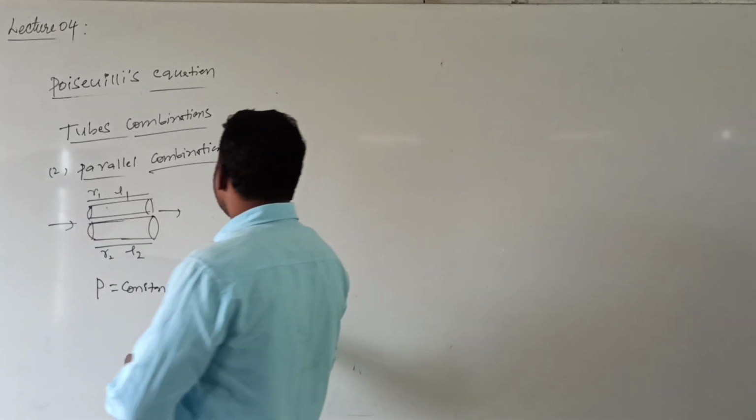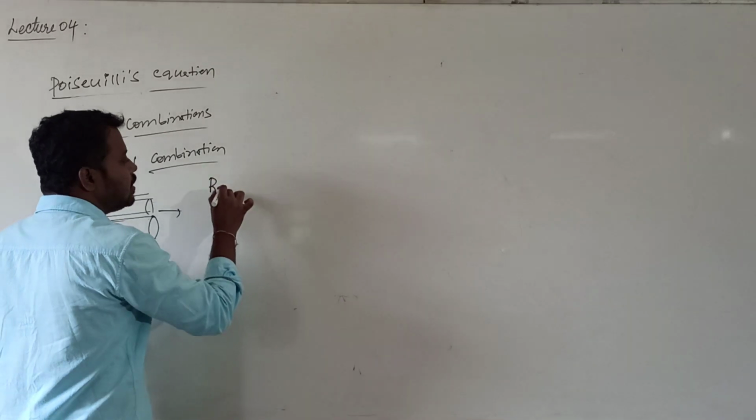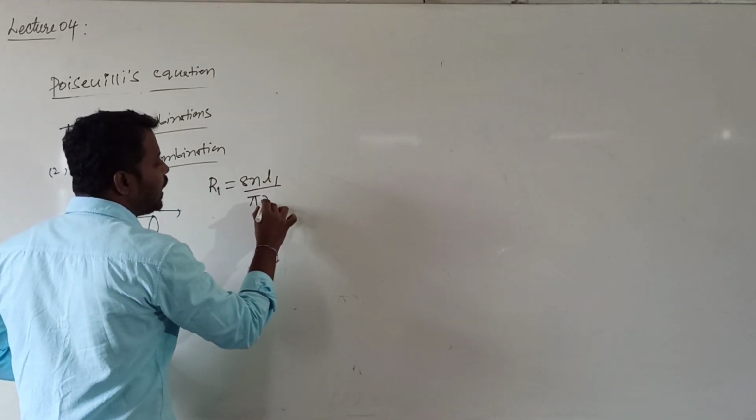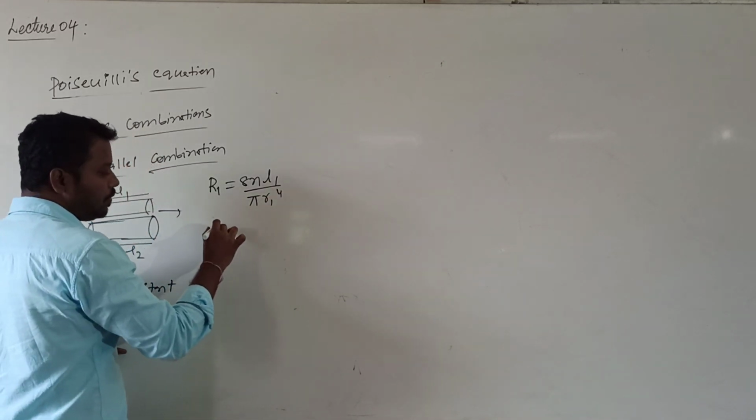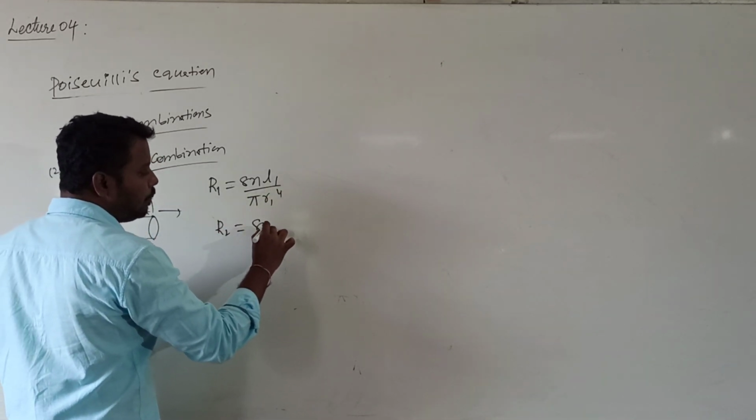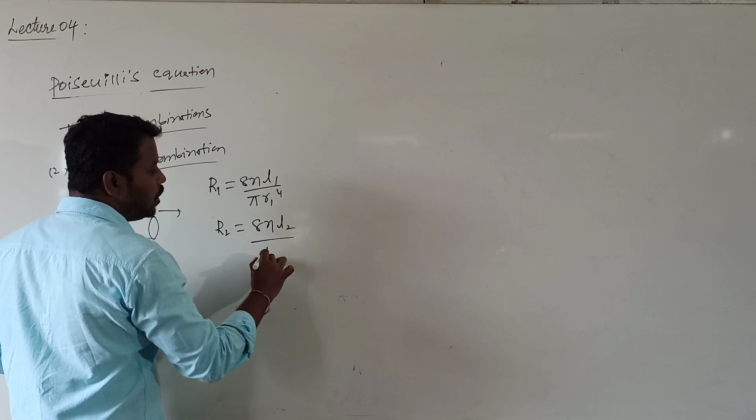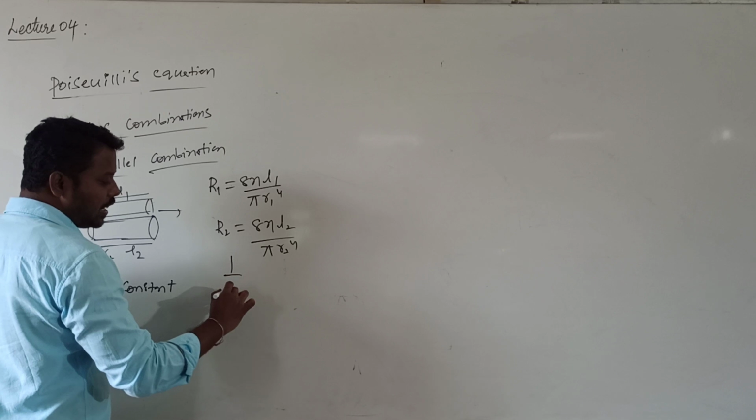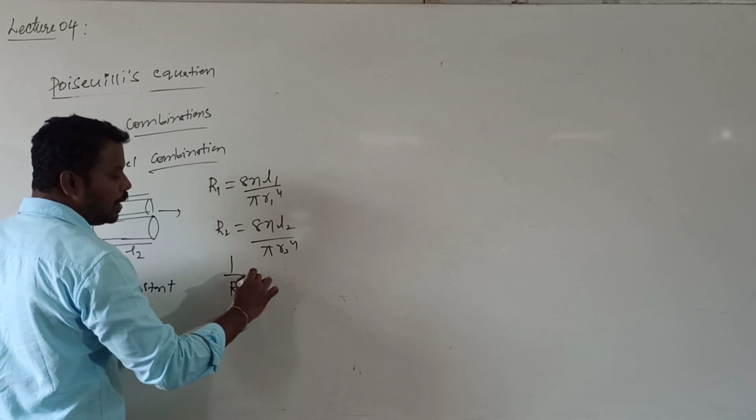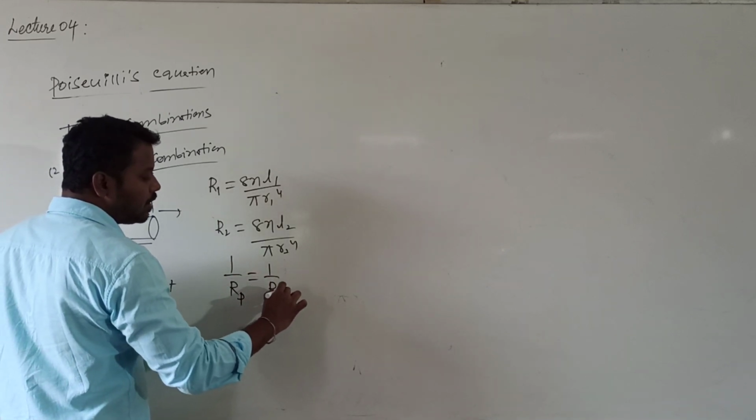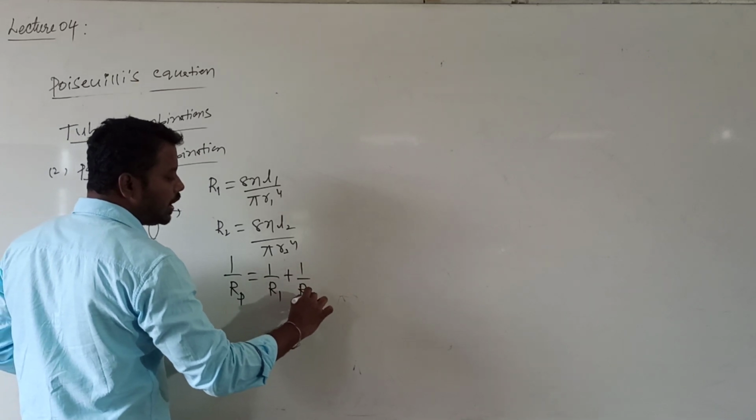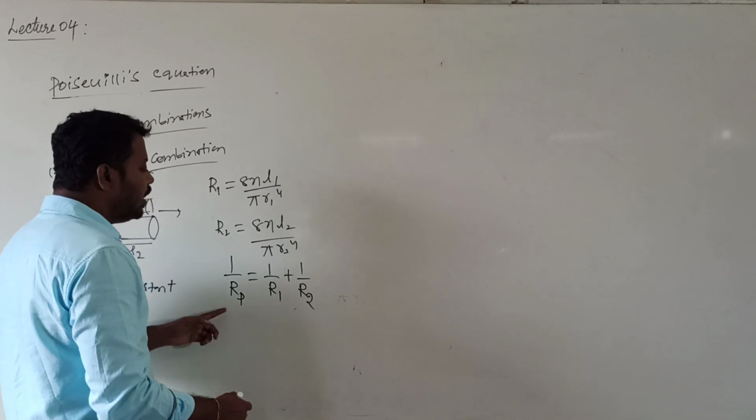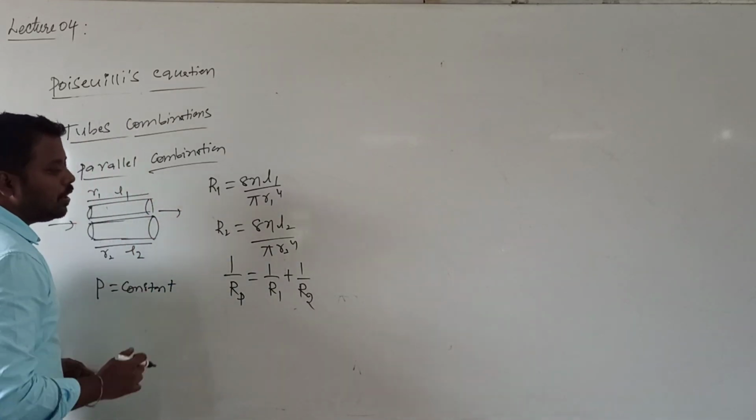Whenever the pressure difference remains constant, the resistance of the first tube is given by 8 into eta into L1 divided by pi into R1 power 4. The resistance of the second tube is given by 8 into eta into L2 divided by pi into R2 power 4. When two resistors are connected in parallel, what is the formula for 1 by Rp? 1 by Rp is equal to 1 by R1 plus 1 by R2. Correct? Can I substitute here?